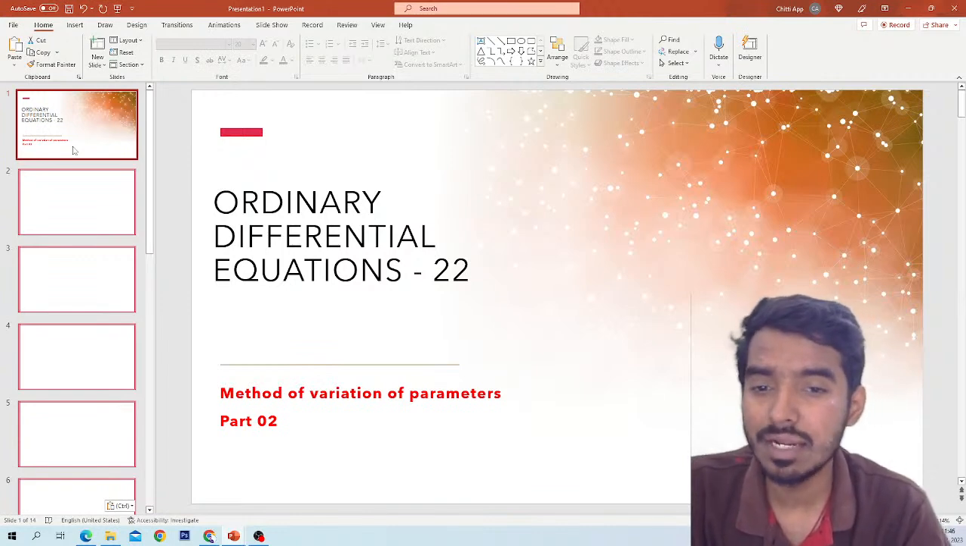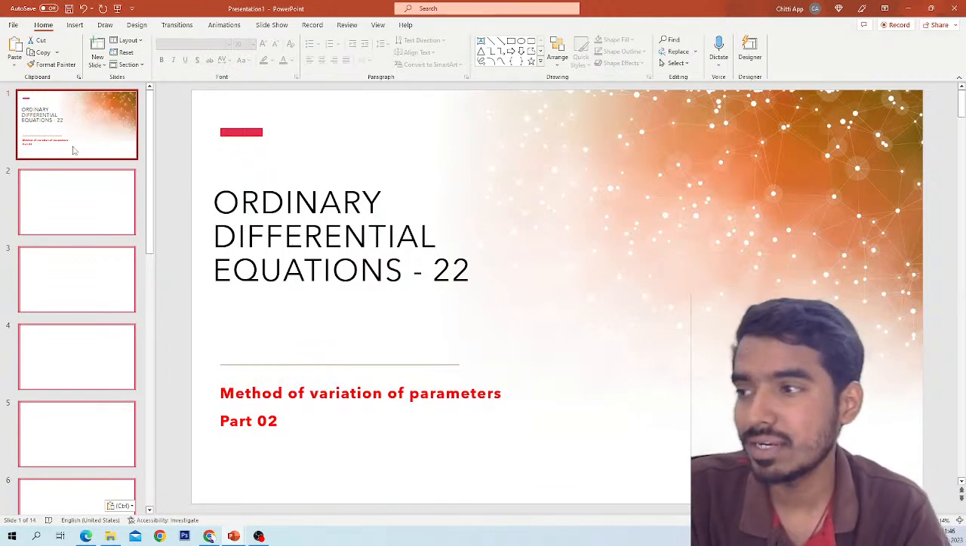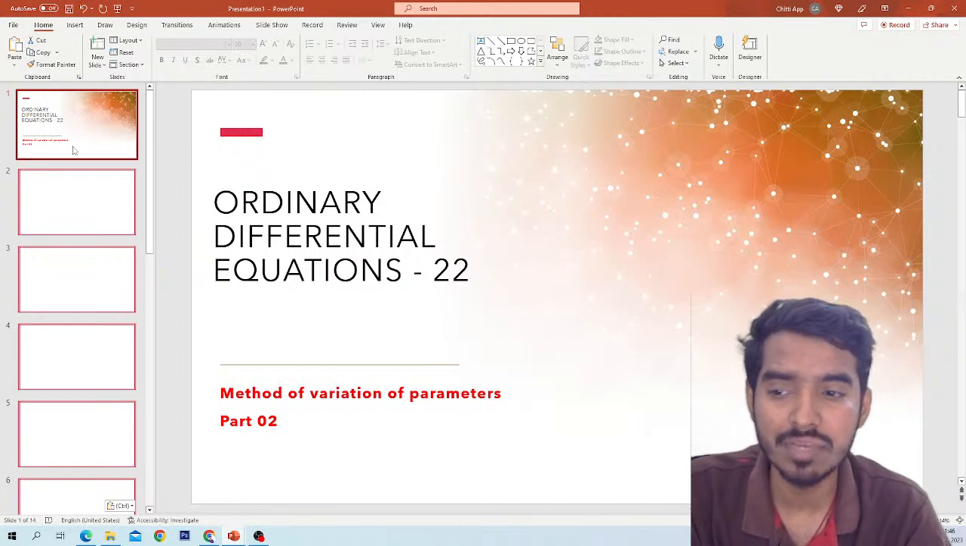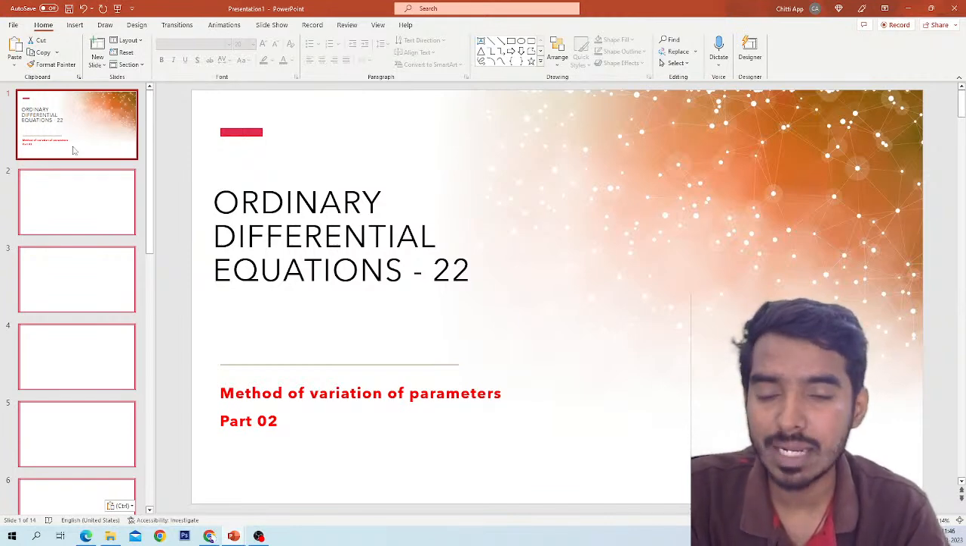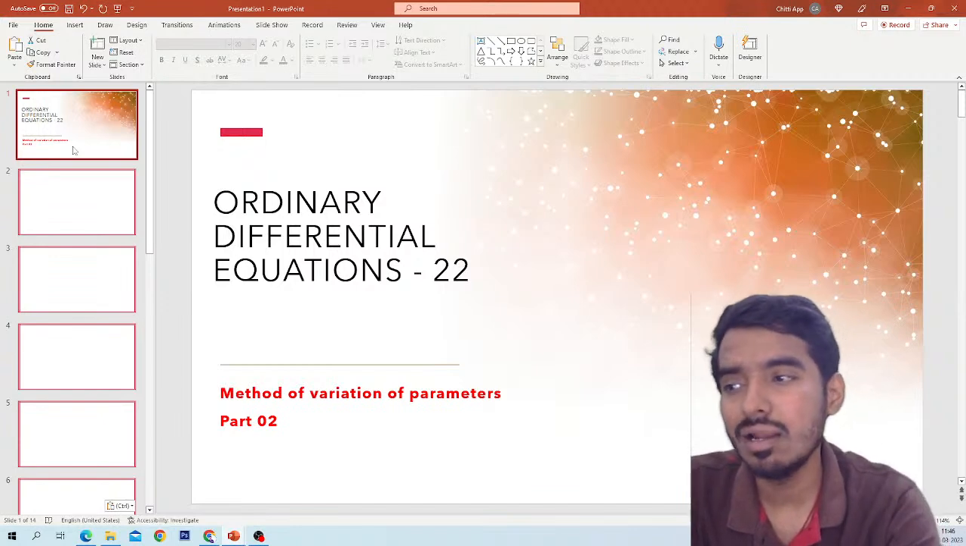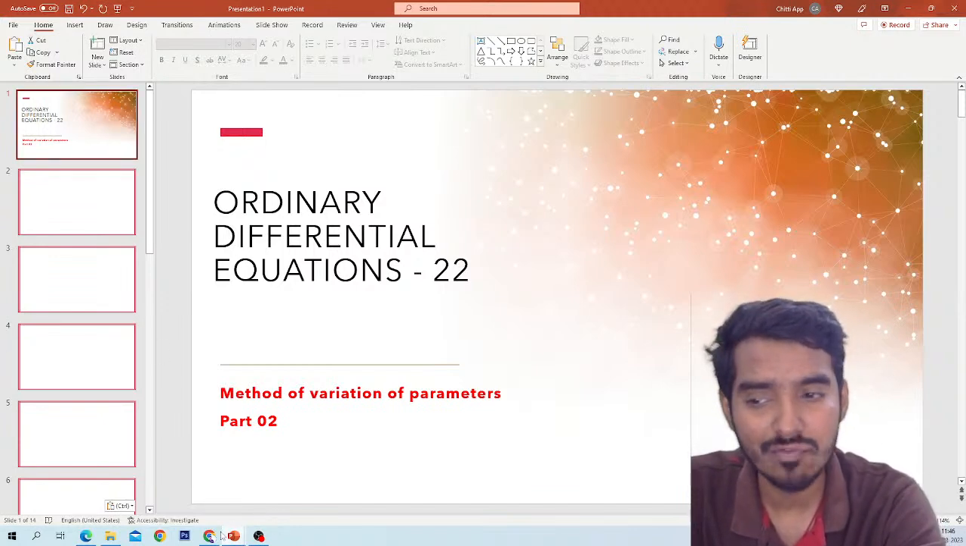In this class, we will complete this topic of variation of parameters. In the previous class we solved 10 problems based on the method of variation of parameters. So we will just recall what is meant by the method of variation of parameters.